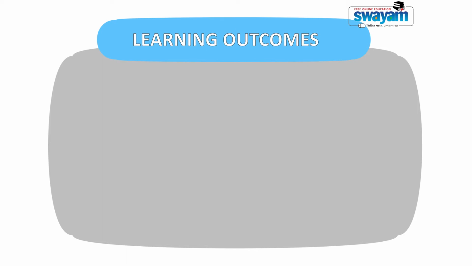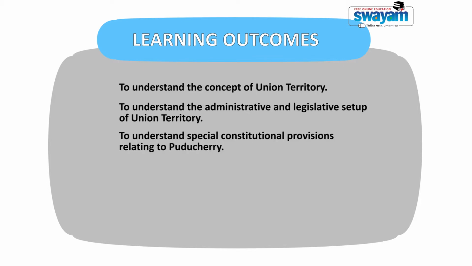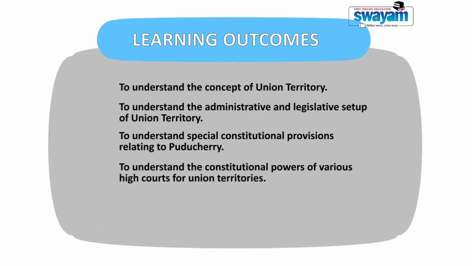At the end of this video, first of all, you will understand the concept of a union territory and how it is different from the states in India. Secondly, you will be able to understand the administrative setup as well as the legislative setup of such union territories, and then we will be discussing the special provisions pertaining to the union territory of Puducherry, and finally we will be discussing the constitution and powers of the various high courts which are established for the various union territories.